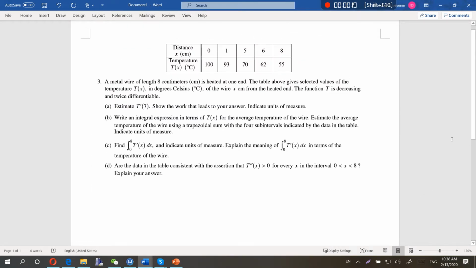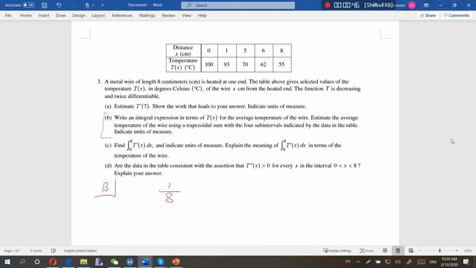So we had this metal wire that's heated at one end, and we've got temperature in degrees Celsius of the wire from the heated end at different distances. With a twice differentiable function, we're on part B right now, where we want to write an integral expression. So what we're trying to estimate is the average temperature of the wire.